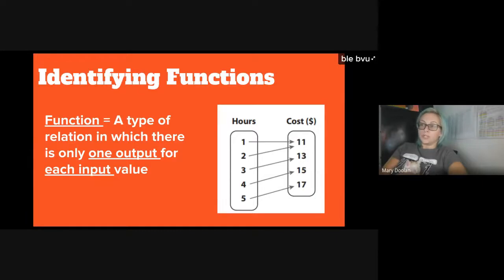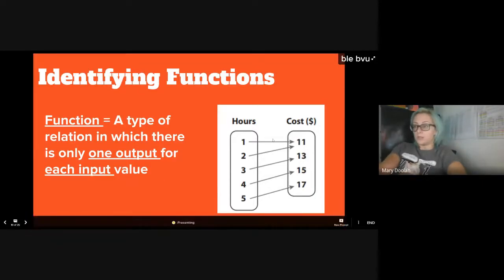One output for each input. If you look at the numbers for hours, this is the input side. And each of these values tell us the x coordinates of the ordered pairs. So we have 1, 11, that's an ordered pair. We have 2, 11, that's another ordered pair. The y value repeats, but when you're trying to figure out if it's a function, that's not important.